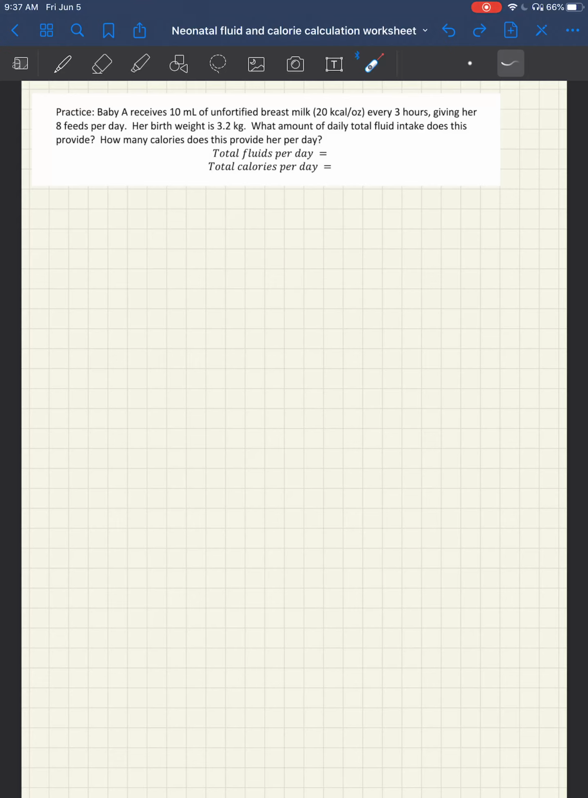In this practice problem, baby A receives 10 milliliters of unfortified breast milk every 3 hours, giving her 8 feeds per day. Her birth weight is 3.2 kilograms. We're asked to find the total fluids per day and the total calories per day.